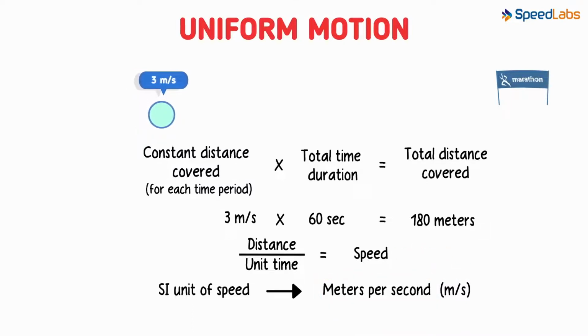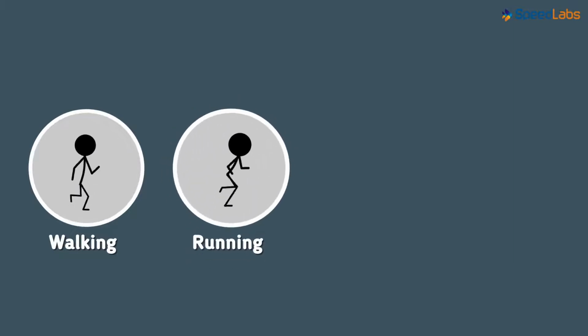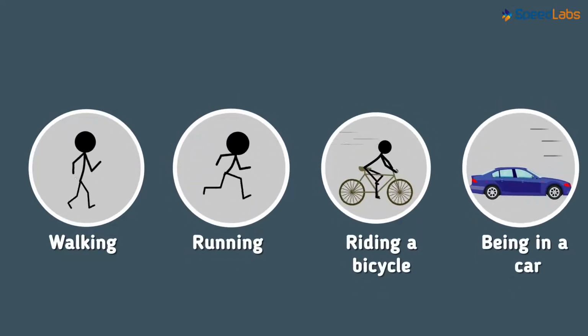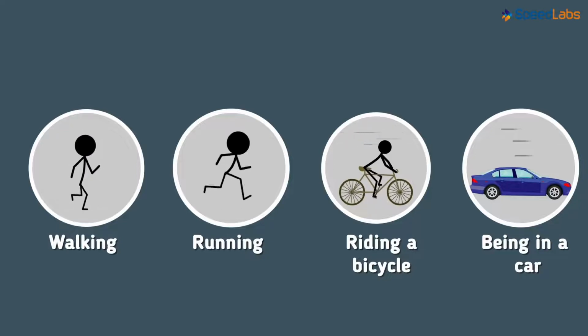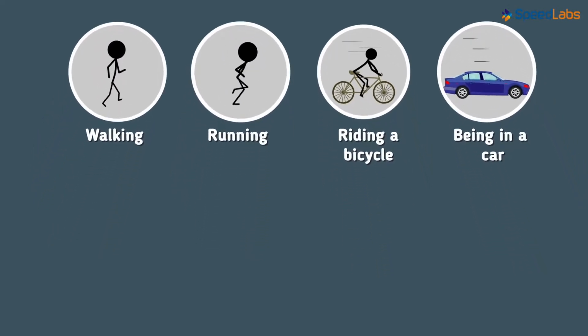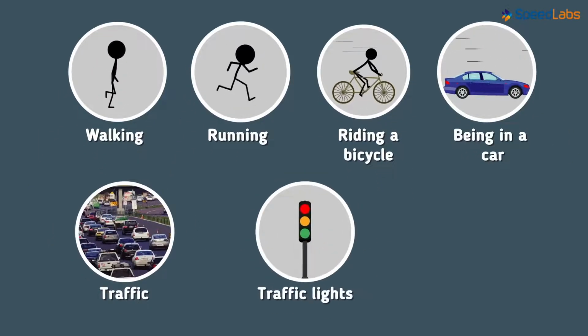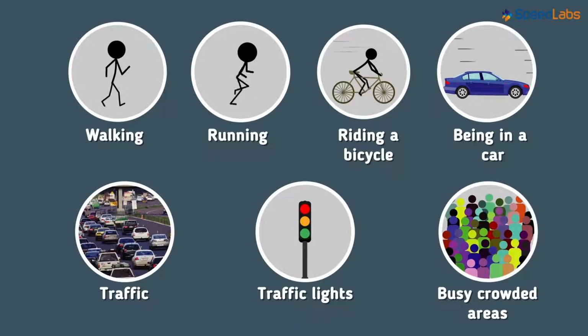We observe this gentleman here running at a constant speed of 3 meters per second. He is definitely a thorough professional, but in our day-to-day lives, it is very rare to see uniform motion, whether it is walking or running, riding a bicycle, or being in a car. We walk briskly for a while and then get tired and our pace slows down. Most of the times, we are not even in control of the speed. There are external factors like traffic lights, busy crowded areas, and the like.